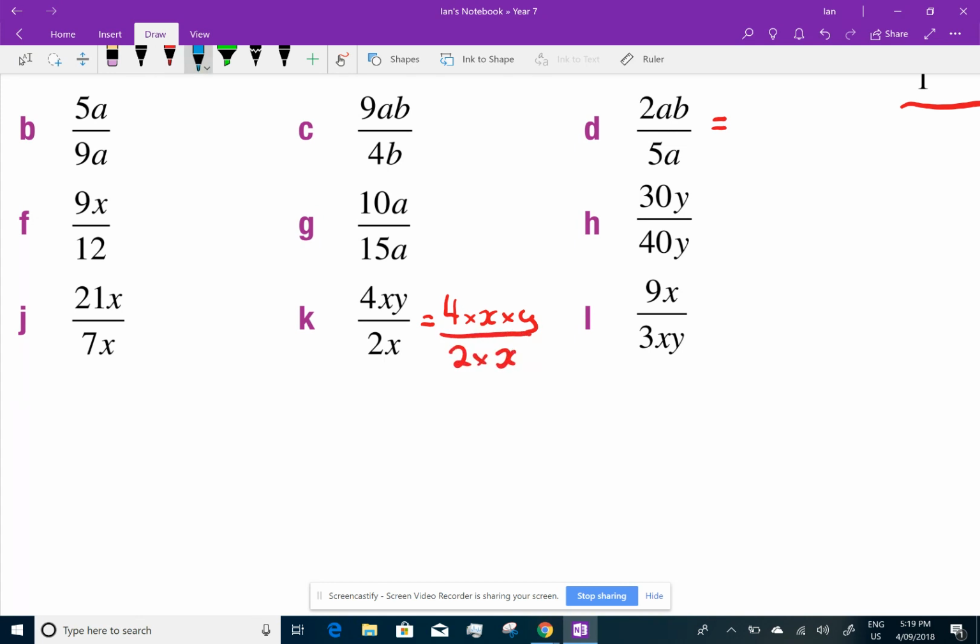And I can cancel. What goes into the numbers? Well, 2 goes into itself once, and 2 goes into 4 twice. Now, what goes into x that goes into x? Well, x goes into, it's a number. X goes into itself once, and x goes into itself once. Well, what have I got left? Let's do the top. 2 times 1 times y. Well, 2 times 1 is 2, and I've got the y. And underneath, I've got 1 times 1. But we know anything over 1 is just itself.